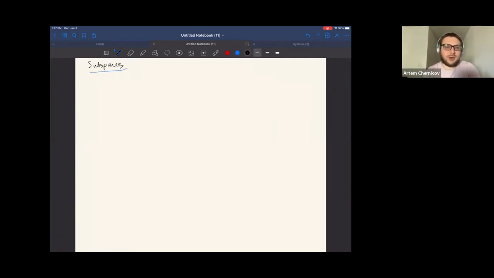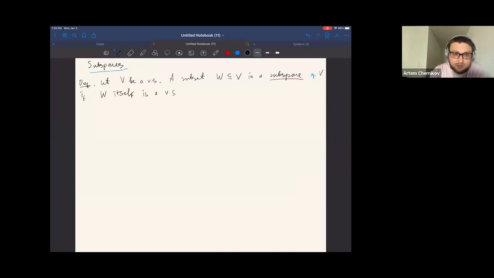So what is a subspace? Let me remind you. Definition: let V be a vector space over some field F, then a subset W of V is a subspace. Remember that a subset is just a collection of elements of V with no additional requirements. But now we want to impose some requirements, in which case we can refer to such a subset as a subspace of V, if W itself is a vector space with respect to the addition and scalar multiplication on V.